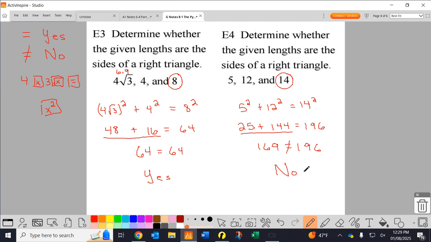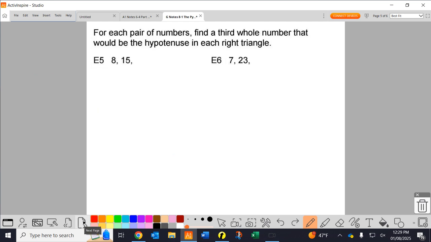The next section is going to be one where they ask you to say, here are two numbers. Find the third number. Make it a whole number. That means no decimals. Okay? It's got to be a whole number answer, so you're rounding to the nearest whole number. And it says, what would that number be if it's the hypotenuse?